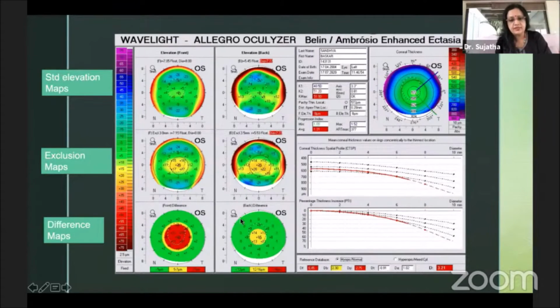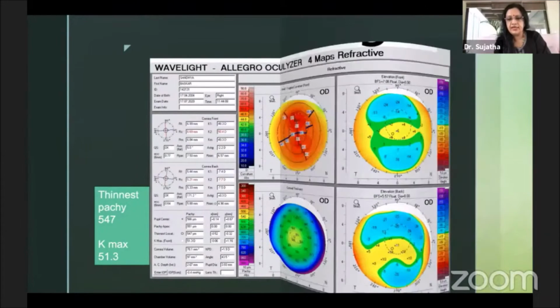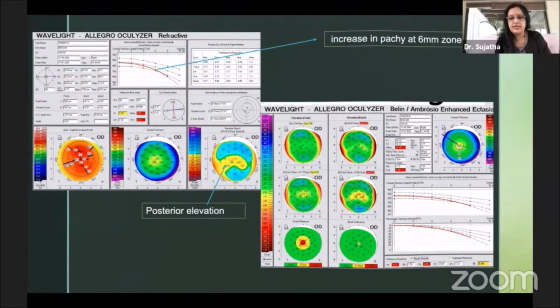And then this difference map has got only 3 colors, the green being normal, yellow being suspicious, and the red being definitely abnormal. It also shows indices here, which gives the same idea. So this is again the map of the other eye. You can see the abnormality. You can see the posterior elevation coming up. You can also see the increase in pachymetry at the CTSP.